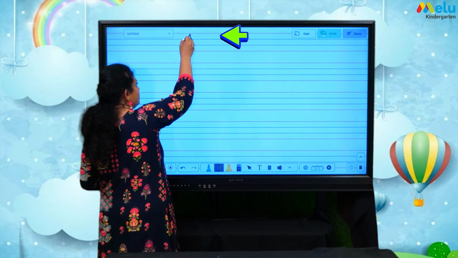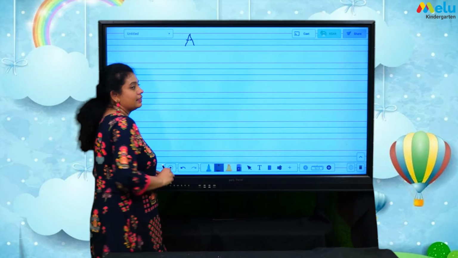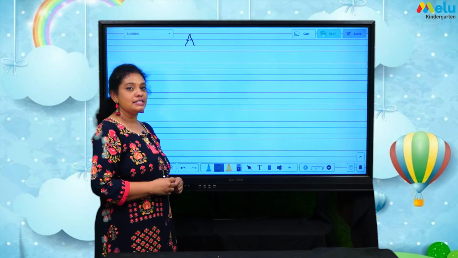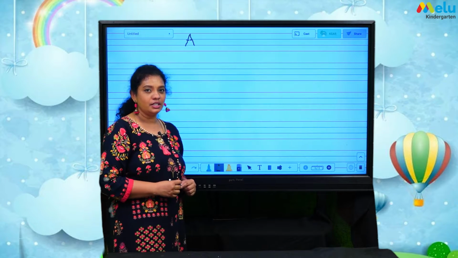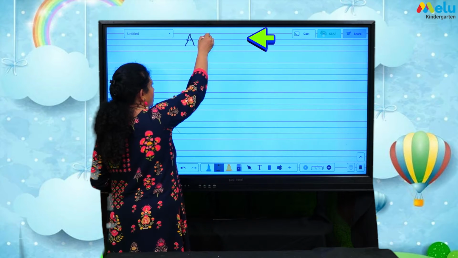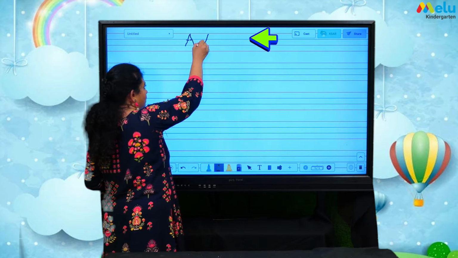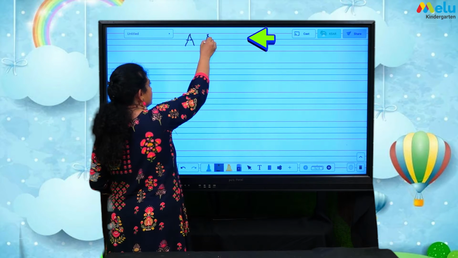And here, a sleeping line. That makes uppercase letter A. Okay, children? So one more time, shall we write? Yes. Start at the first line and come down till the third line as a slanting line, and one more slanting line on the other side, then a sleeping line.